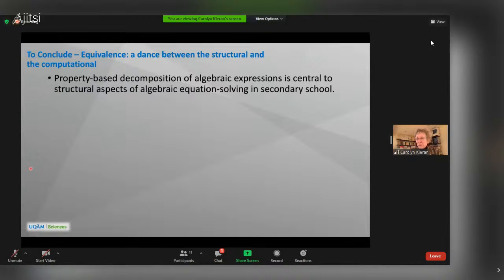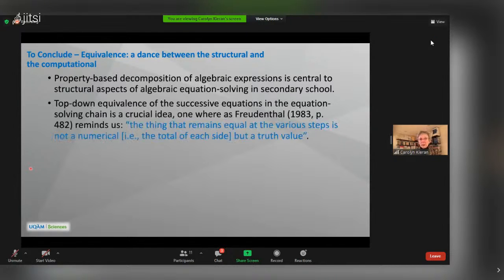Property-based decomposition of algebraic expressions is central to the structural aspects of algebraic equation solving in secondary school. Top-down equivalence of the successive equations in the equation solving chain is a crucial idea, one where, as Freudenthal reminds us, the thing that remains equal at the various steps is not a numerical value, that is the total of each side, but a truth value.